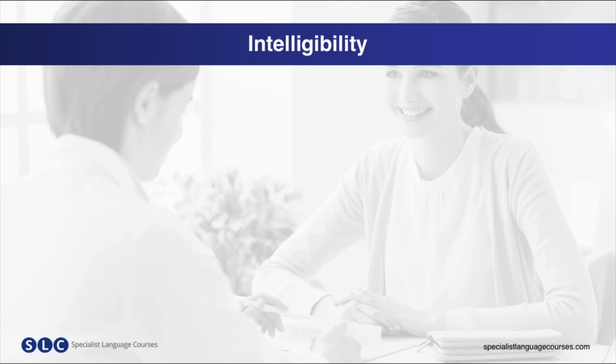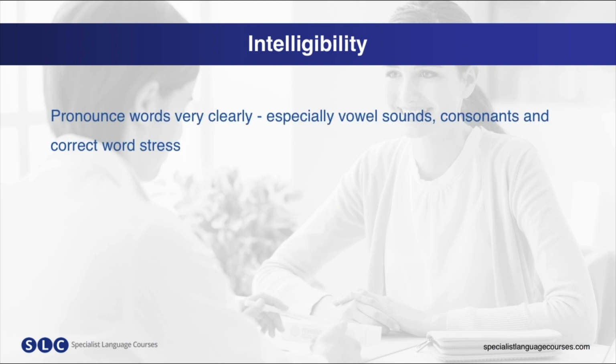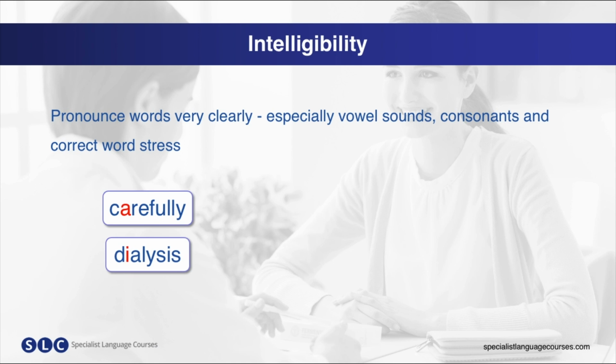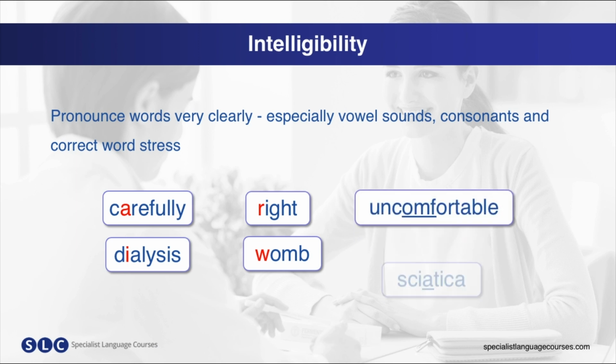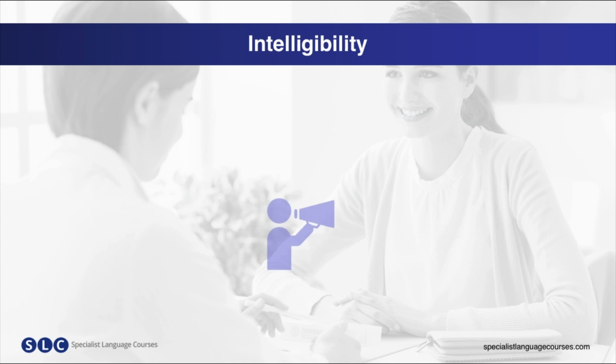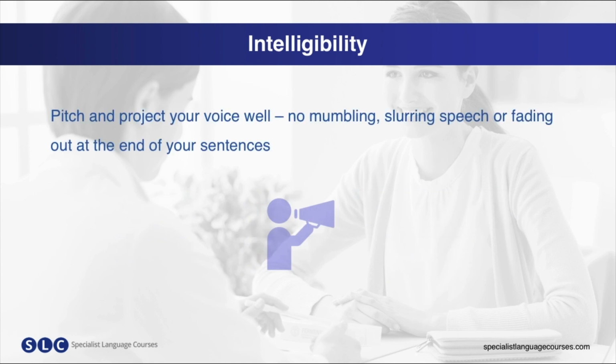It's really important that you pronounce words very clearly, especially vowel sounds, final consonants, and also use the correct word stress. For example, the vowel sound air in carefully or I in dialysis. And for consonants, the r in right or the w in womb. And notice the stress in these words. Uncomfortable, sciatica.